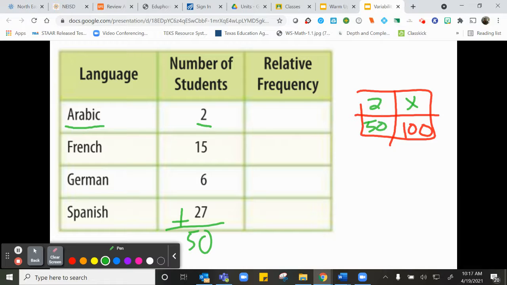Now, I can solve the long way. I can cross multiply, divide, or I have a shortcut. How do we get from 50 to 100? Hopefully, if you said times 2, you are correct. So I can multiply 50 times 2 to get 100. Well, what I do to the bottom, I do to the top as well. 2 times 2 gives me 4. So that would give me 4%. So we would say 4% of students speak Arabic. All right, go ahead and pause the video and figure out the rest of the table on your own.